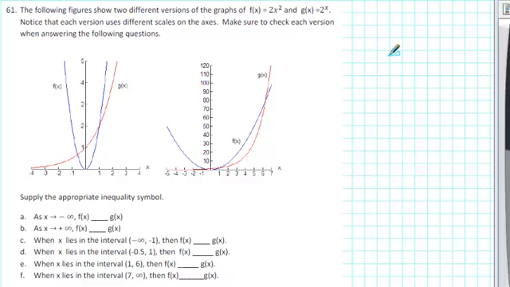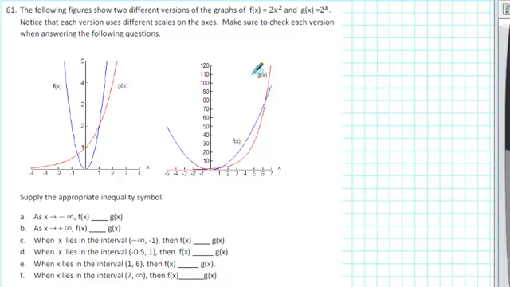The following figures show two different versions of the graphs of f of x equals 2x squared and g of x equals 2 to the x. Notice that the graph of f of x is a parabola, and it's shown in blue on both figures. And the graph of g is exponential growth, which is shown in red on each figure.